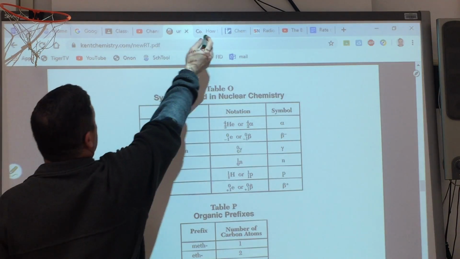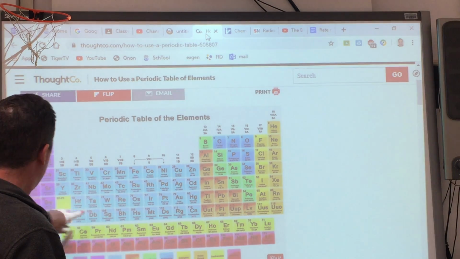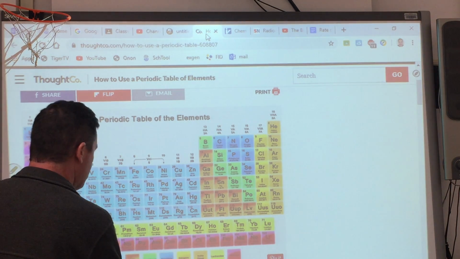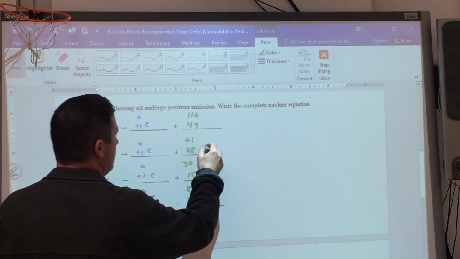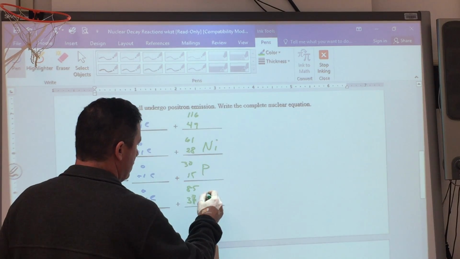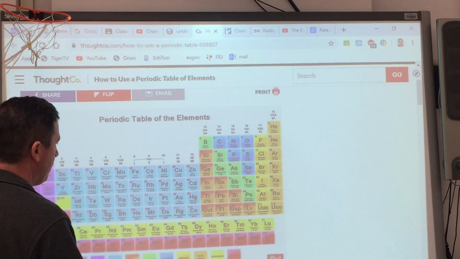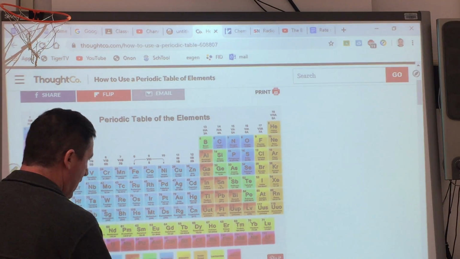28 is nickel. 37 is rubidium. Let's do those first. 28 is nickel. 37 is rubidium. And the other one was 49. 49 is indium. I-N.